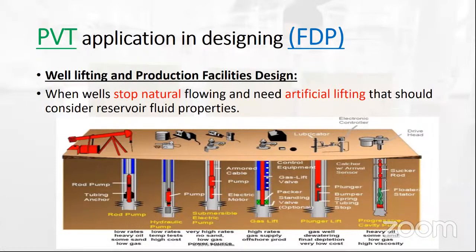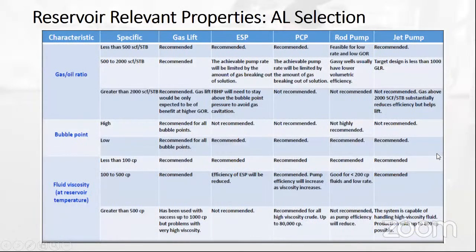One of the important aspects for the field development plan is designing the well lifting and the production facilities. We have several types of artificial lifting for the wells. When our wells stop flowing naturally, we can design the artificial lifting method according to the properties of the well, reservoir, and the reservoir fluid. We have several types of artificial lifting, like the sucker rod pump or the hydraulic pump, the ESP, gas lift, and all these kinds of artificial lifting.